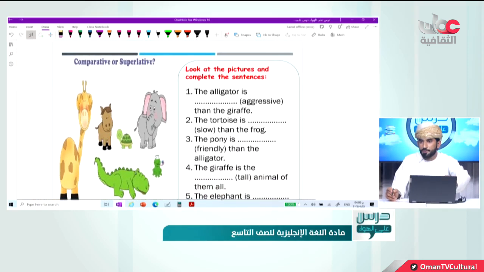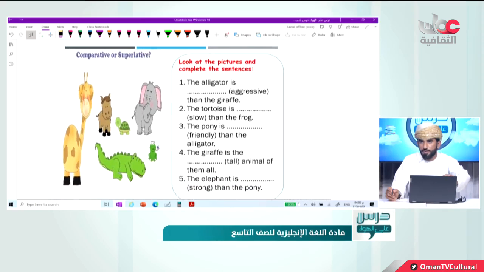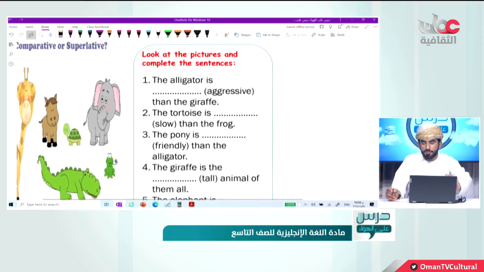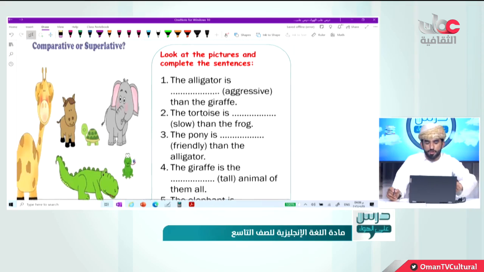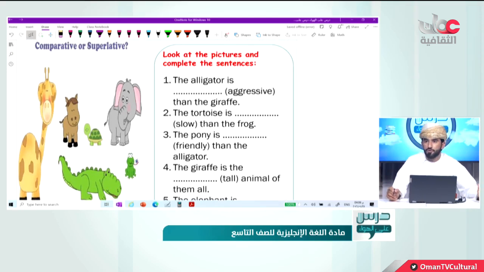Should we do it together? Very fast. Now the rule is very simple. You have got all of those types of animals in front of you: elephant, alligator, turtle or tortoise. You've got the pony and the giraffe and the frog.